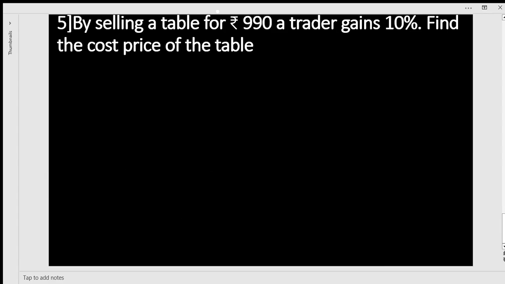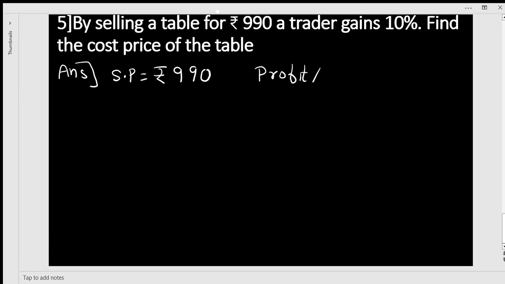As you all know the formulas, so let us start. By selling a table for rupees 990, so selling price is rupees 990. Let us read further. The trader gains. You say gain percent or profit percent, it is one and the same. So profit percent is equal to 10. And we have to find what? We have to find cost price.